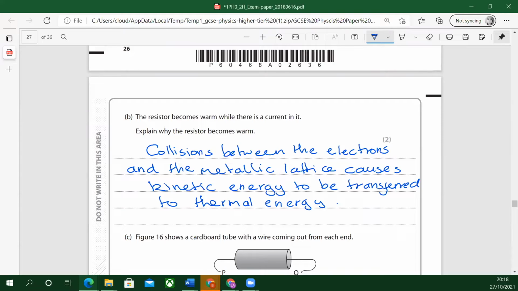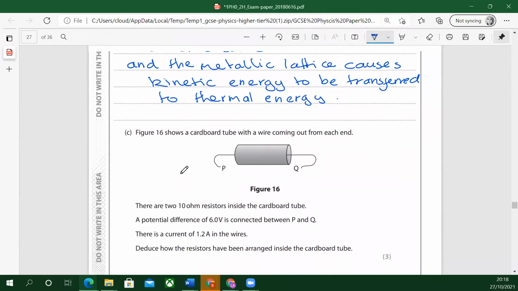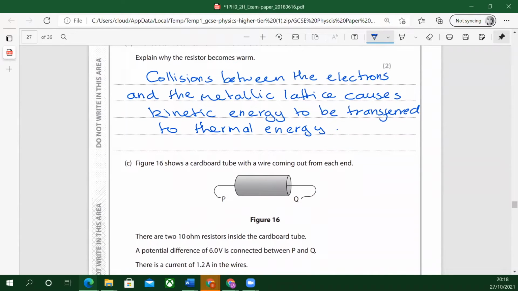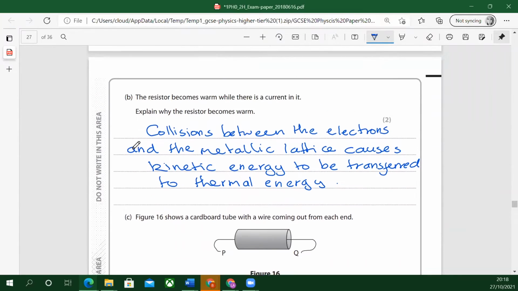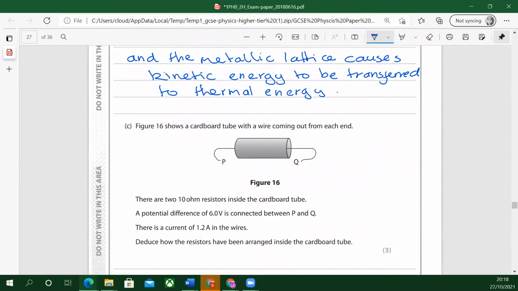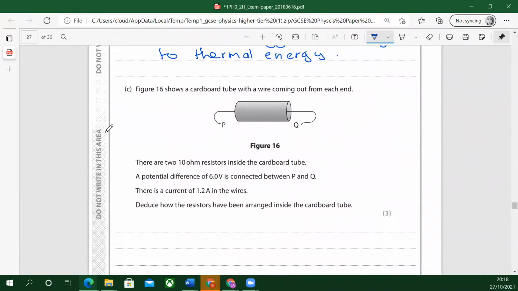Okay, next question, number 8. Oh, no, quite number 8, sorry. Quite B. Then that's C, sorry, still number 8. Figure 16 shows a cardboard tube with a wire coming out from each end, P and Q. There are two 10-ohm resistors inside the cardboard tube. A potential difference of 6 volts is connected to P and Q. There is a current of 1.2 amps in the wire. Deduce, so work out, how the resistors have been arranged inside the cardboard tube.